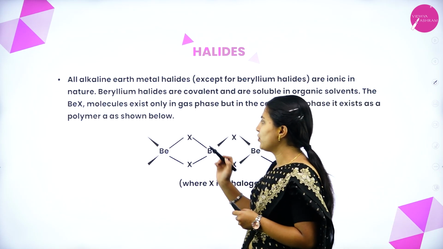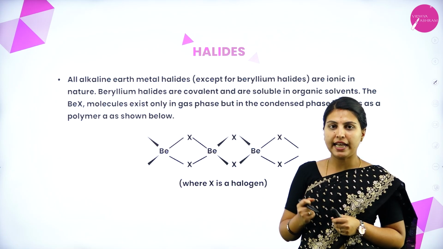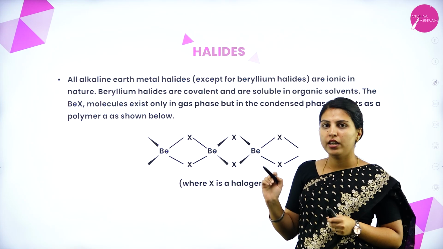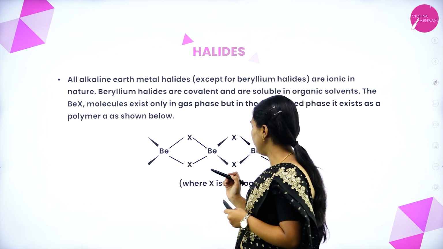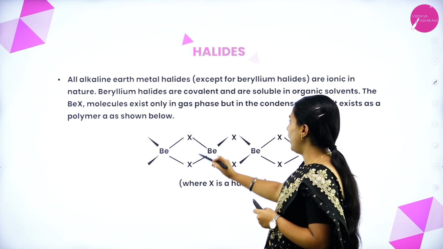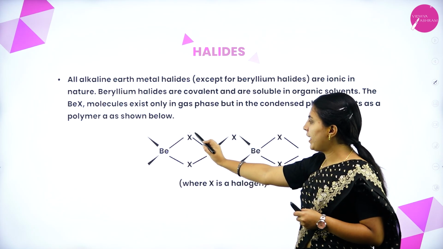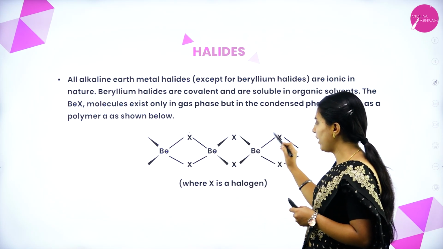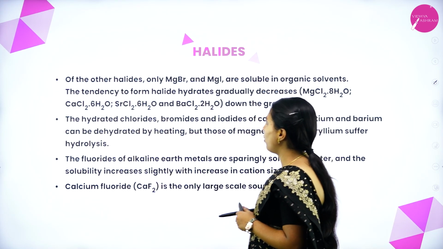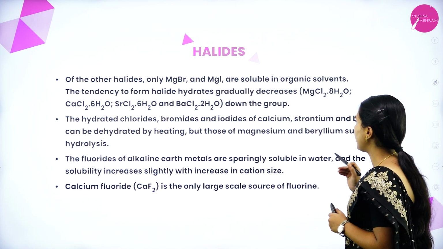Usually it is present in the gas state, but in the condensed state it acts as a polymer. This is beryllium, this is halogen, and it forms a polymer: BeX, again BeX, again BeX. Of the other halides, only magnesium bromide and magnesium iodide are soluble in organic solvents.